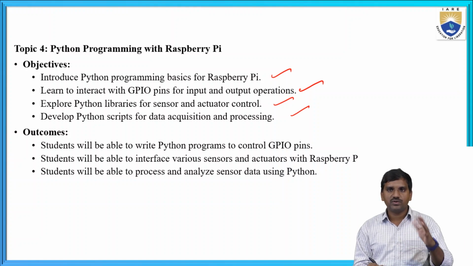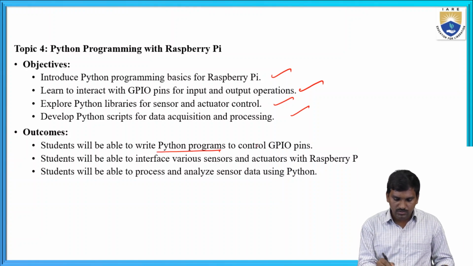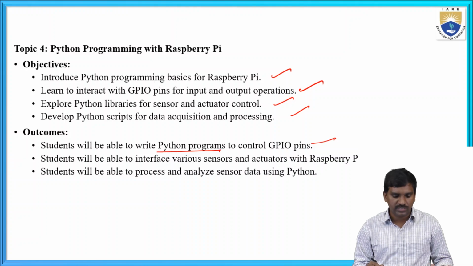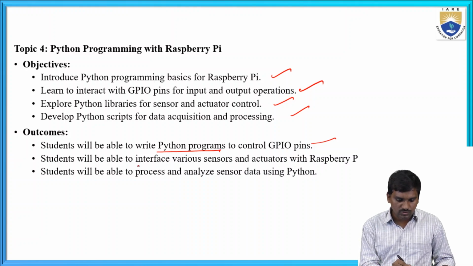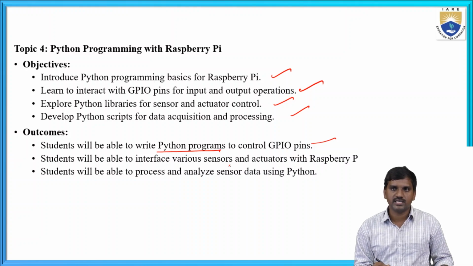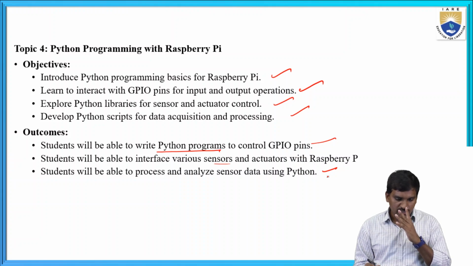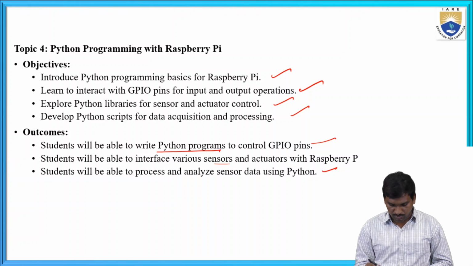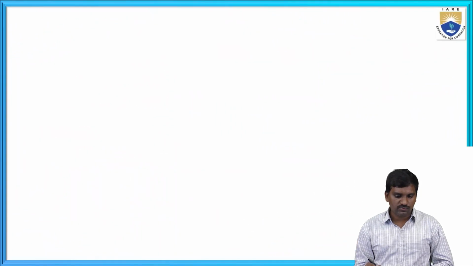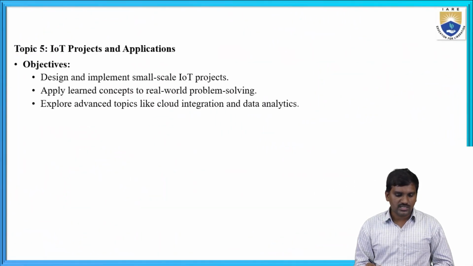Based on that, the students will be able to write Python programs on GPIO, general input output pins, and should be able to interface various sensors and actuators with Raspberry Pi, and process and analyze sensor data using Python. So these are the fourth topic on the IoT device and endpoints. Next one, the last, fifth point here, IoT projects and applications.